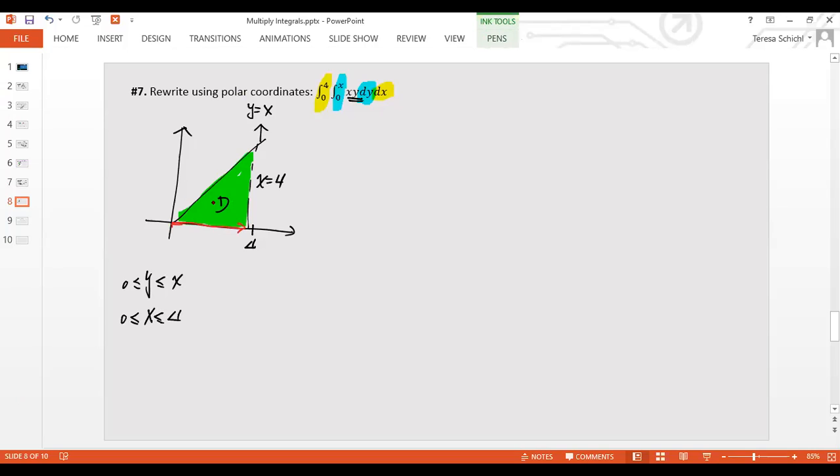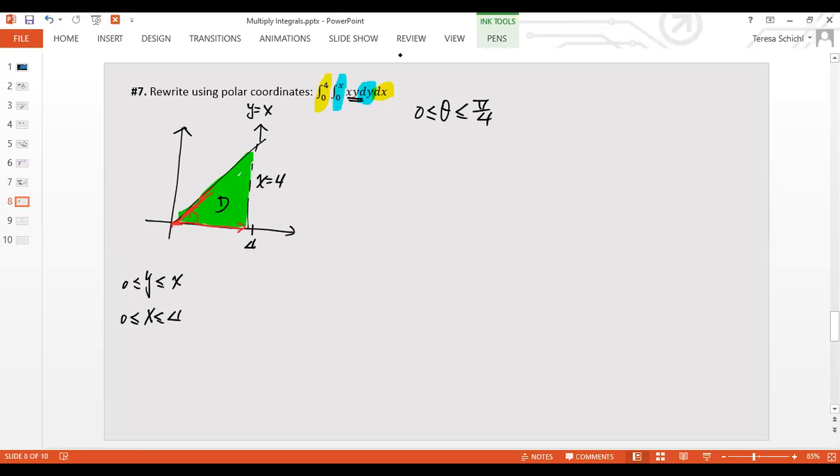I start to sweep, so I sweep to here. Here I know my angle is fixed, a constant. So I know my angle is from 0 to pi over 4. So it doesn't have a curve there.